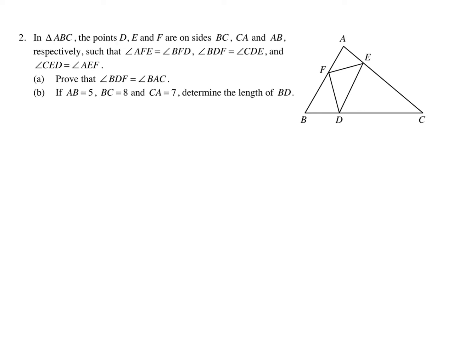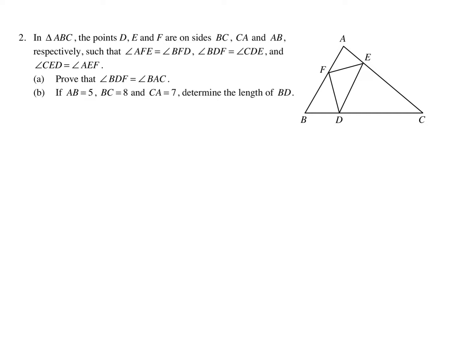In triangle ABC, the points D, E, and F are on sides BC, CA, and AB respectively, such that angle AFE is equal to BFD, angle BDF is equal to CDE, and angle CED is equal to AEF. Prove that angle BDF is equal to BAC.